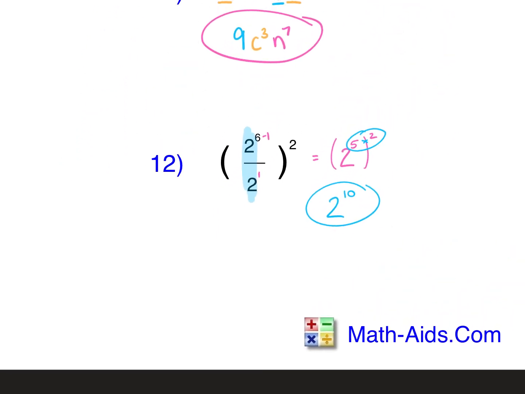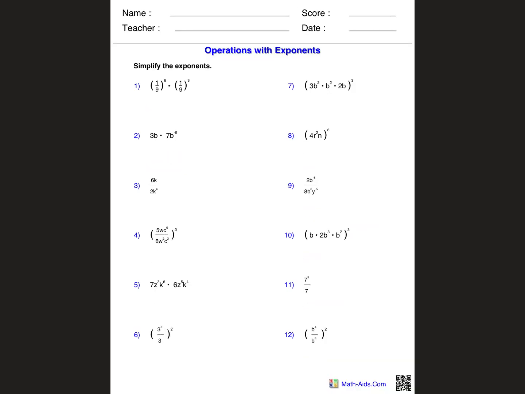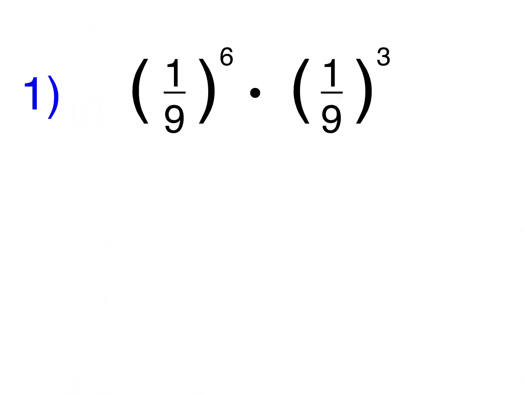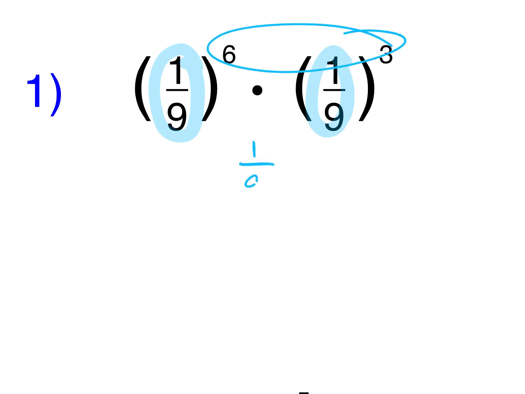All right, next page. So looking at number 1. Our base here is 1 over 9. It's the same in both of them. How would we combine these together? Add the exponents. Perfect. So we have 1 over 9 to the 9th power. Perfect. So that would be our answer.